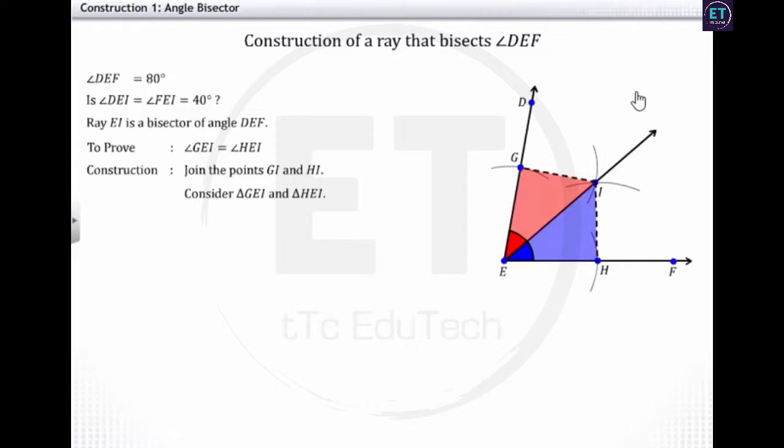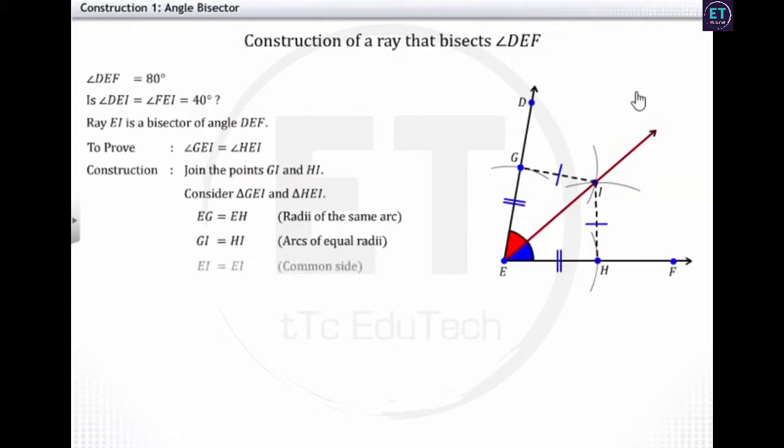If you recall, points G and H were obtained by drawing a common arc. So EG and EH are along the radii of the same arc. Hence EG is equal to EH. Similarly, GI and HI are equal, as these two are also radii of the same arc. EI is common to both triangles GEI and HEI. By the SSS Rule, triangle GEI is congruent to triangle HEI.